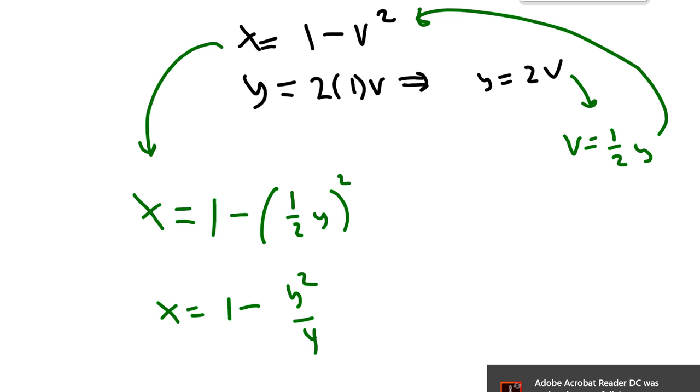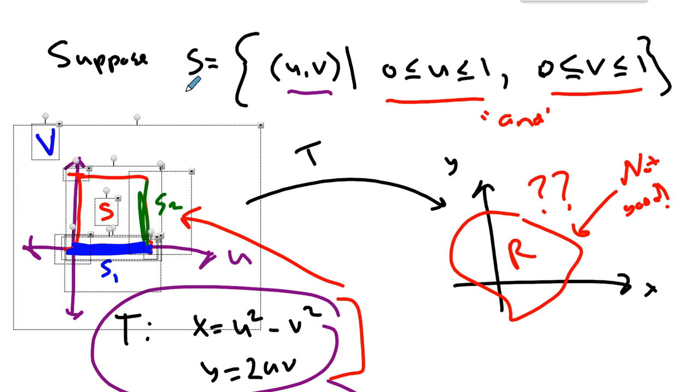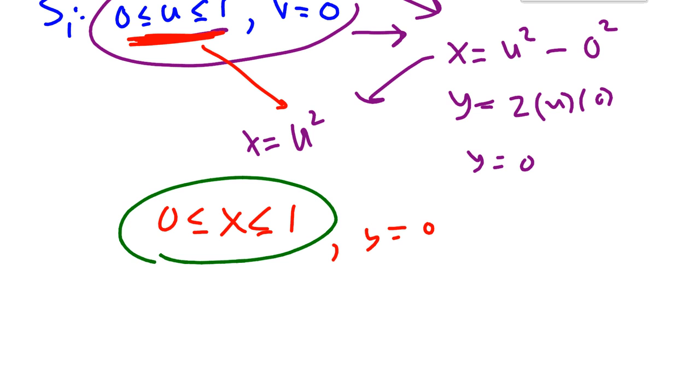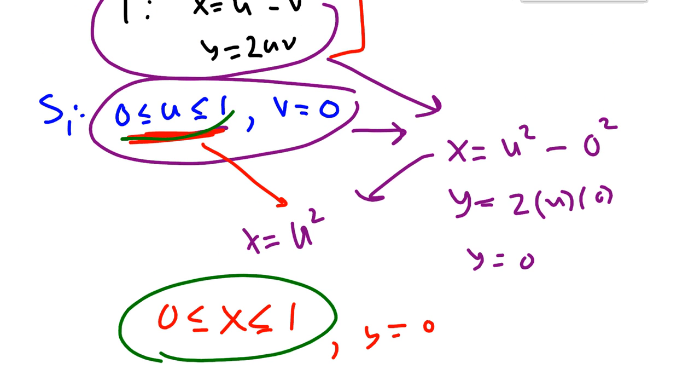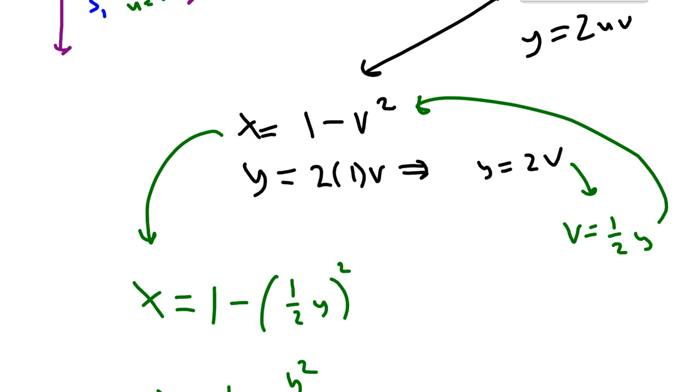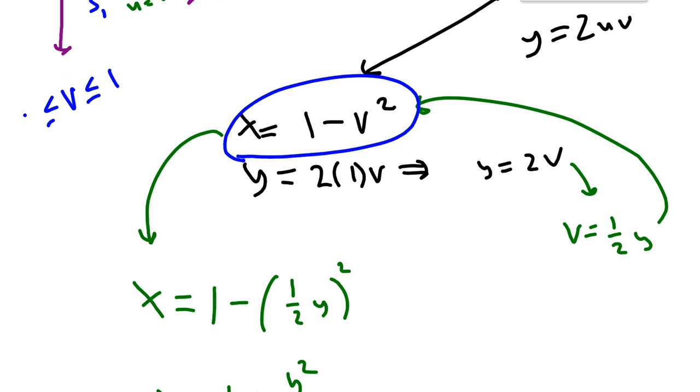So we would expect some kind of domain restriction as we proceed through this, because just like in the previous problem, we had a domain restriction where we were able to say, for example, that X stayed between 0 and 1 because U stayed between 0 and 1. So the question is, can we say anything like that here? Well, we have this relationship that X is equal to 1 minus V squared, and we also know that V is between 0 and 1.